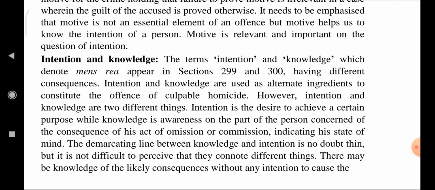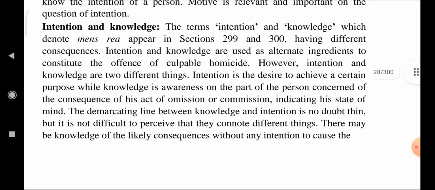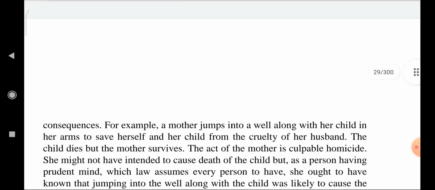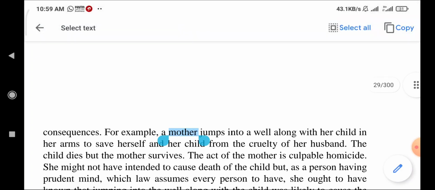The demarcating line between knowledge and intention is no doubt thin, but it is not difficult to perceive that they are different things. There may be knowledge of likely consequences without any intention to cause the consequences. For example, a mother jumps into a well along with her child in her arms to save herself and her child from the cruelty of her husband. The child dies, but the mother survives. The act of the mother is culpable homicide.